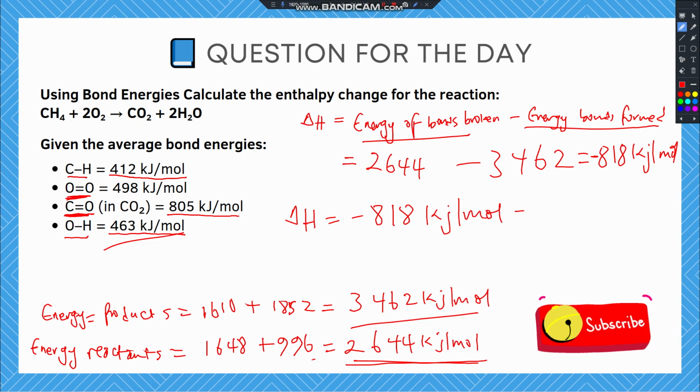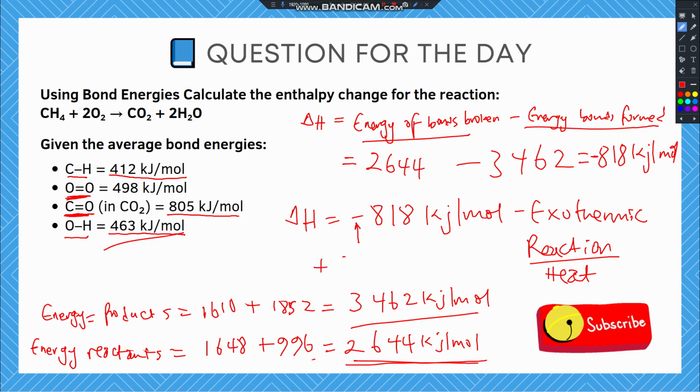What this simply means is that it is an exothermic reaction, because when the change in enthalpy in a reaction is negative, it means it is an exothermic reaction. An exothermic reaction is a reaction that gives off heat in the process of occurring. But if the enthalpy change is positive, let's say we had plus 818, it means it is endothermic. An endothermic reaction is simply a reaction that absorbs heat from the environment. I'm sure you saw how we calculated the enthalpy change for this reaction.